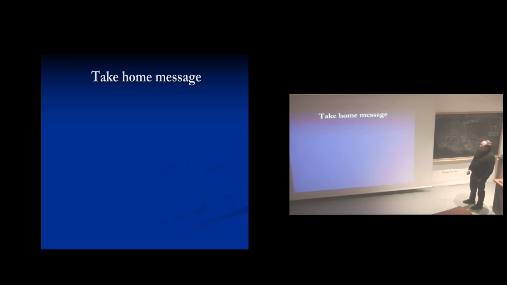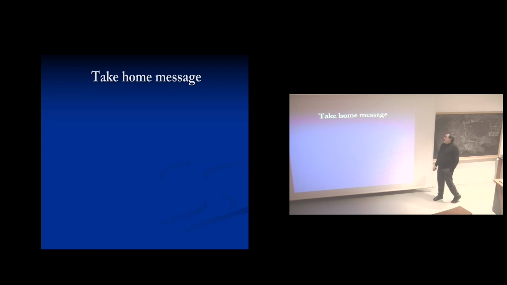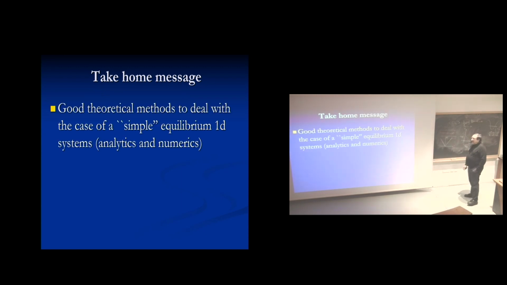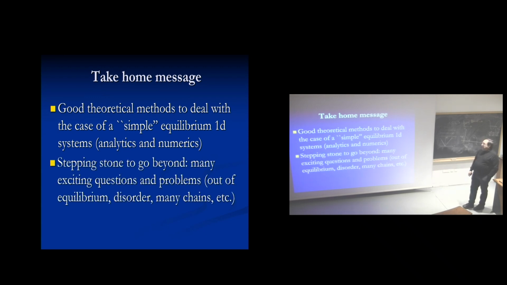So this is showing you that we get an extraordinarily fine control on the correlations that we have in the system. Okay, so let me stop here, because in a way, I would like to give you a take-home message: now we have good theoretical methods to deal with cases of what I would call simple equilibrium 1D systems. And this is analytics, and this is numerics. The analytics is both field theory and Bethe Ansatz, and numerics is mostly the DMRG. But combining this, we can really understand very well simple 1D systems.